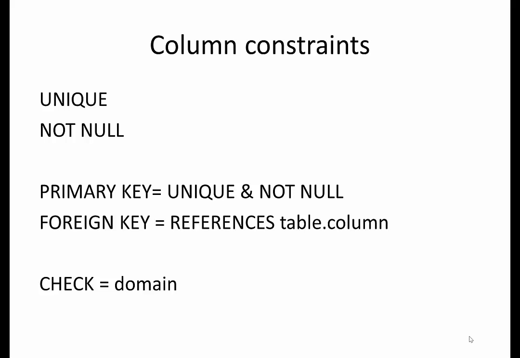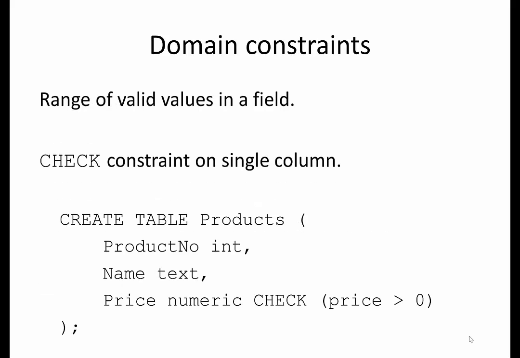The other column constraints are the check constraint, and the check constraint implements a domain. Okay, so we're now going to look at some different ways in which domains can be implemented. Remember, a domain is the range of valid values that can be put into a field. There are a number of ways that domains can be implemented in Postgres and indeed other databases, but I can't guarantee that all the ways I'm going to show you here are implemented in other DBMSs. So one thing you can do is a check constraint on a column as part of the create table, the table definition.